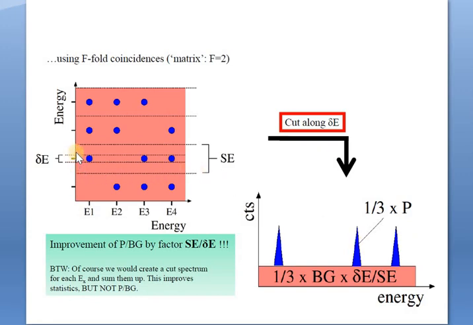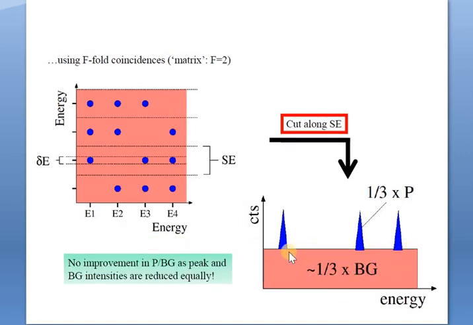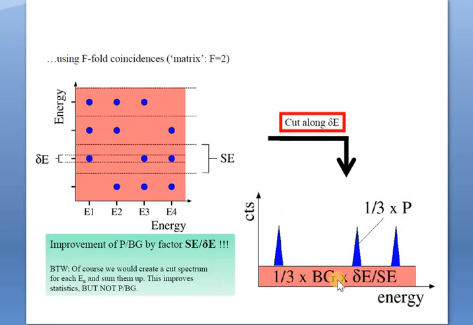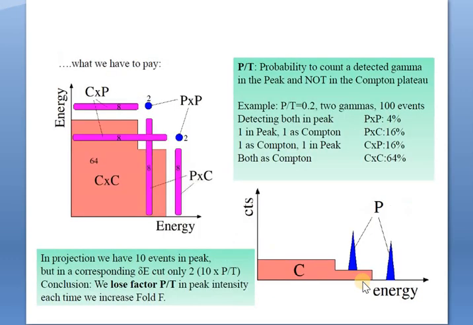However, if we do a cut along this delta E, the energy resolution, just along the peaks, then something even more dramatic happens. The peak statistics remain the same, but we are getting rid of this part of the background, and this is reflected over here. Compared to the previous case where the background level was very high, we have an improvement of the background by a factor of delta E by AC, because we are losing this part of the background. So we have a huge improvement of the peak to background factor by a factor of AC by delta E, right?